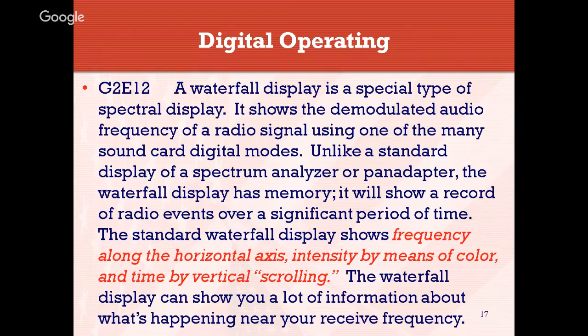A waterfall display is a special type of spectral display. It shows the demodulated audio frequency of a radio signal using one of the many sound card digital modes. And unlike a standard display of a spectrum analyzer or a pan adapter, the waterfall display has memory. It will show a record of radio events over a significant period of time. The standard waterfall display shows frequency along the horizontal axis, intensity by means of color, and time by vertical scrolling. And when you watch it, it actually scrolls. So it can show you a lot of information about what's happening on the band.